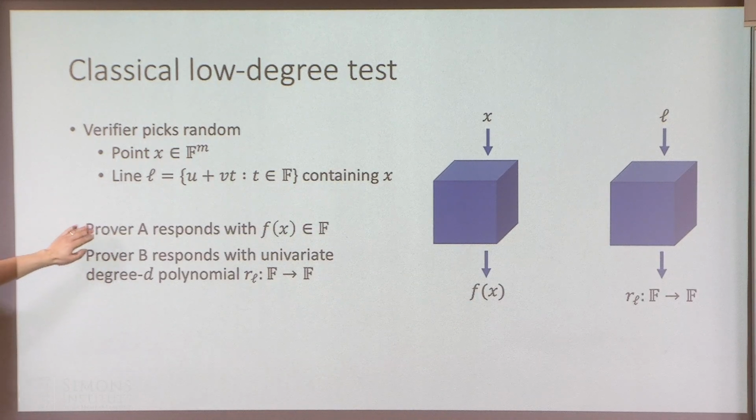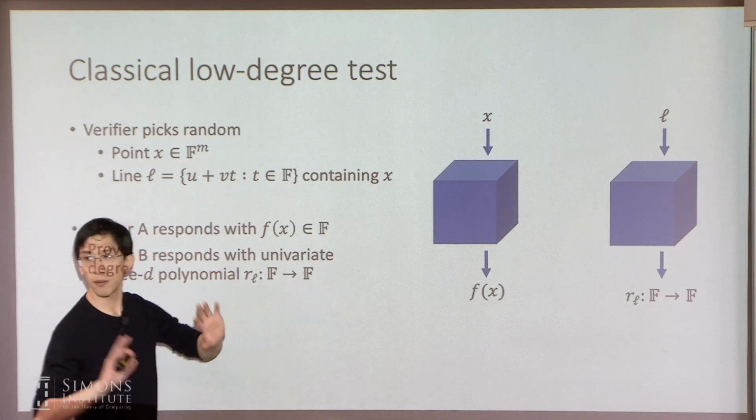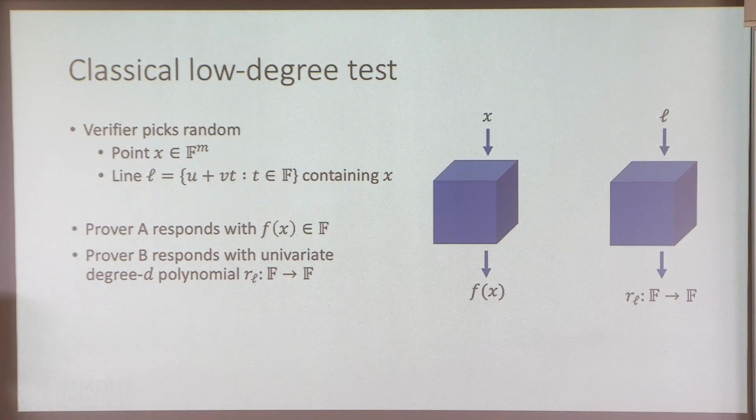And the prover A will respond with some f of x. F is some arbitrary function that we're trying to determine if it's close to a low-degree polynomial. And the prover B will respond with a univariate polynomial along this line. It's going to be a degree D polynomial. And think of D as very small, like 3, for example.